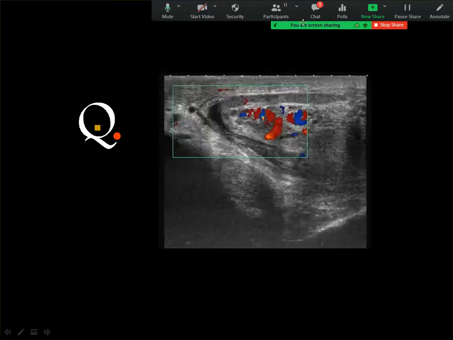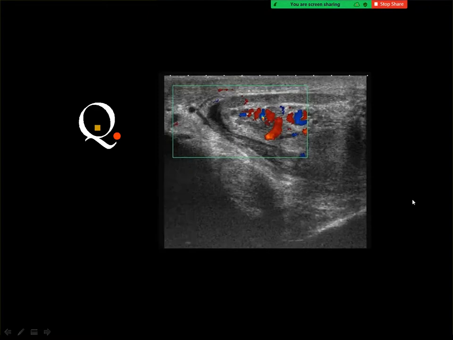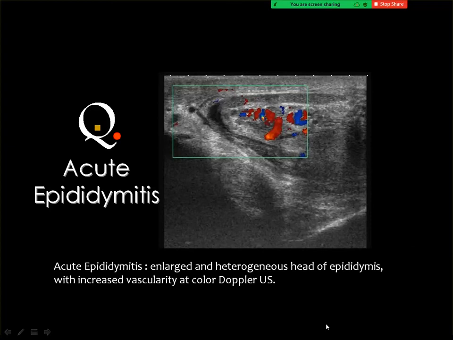Ultrasound of the scrotum. Yes, and this is epididymitis. The epididymis is the only part affected by the disease with hypervascularity, but the testis is not. And sometimes you got orchitis as a separate entity or epididymitis as a separate entity, and frequently you got both, epididymo-orchitis.